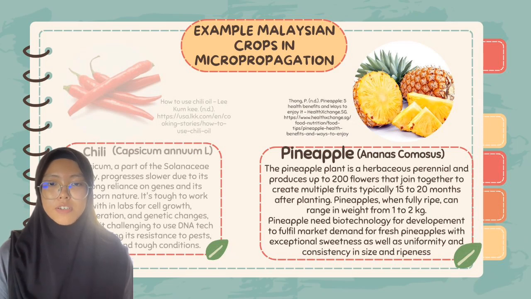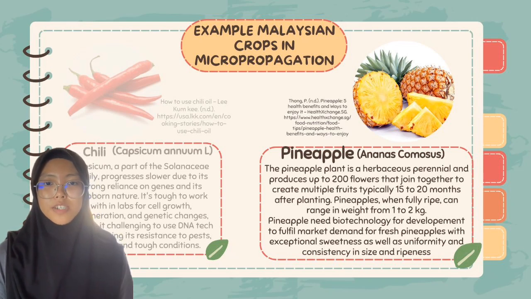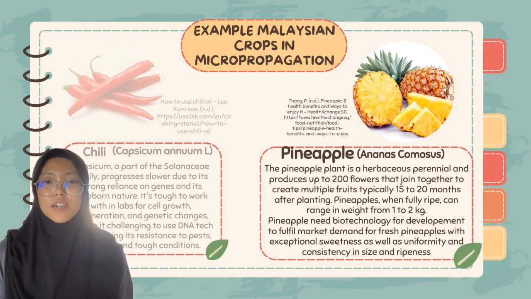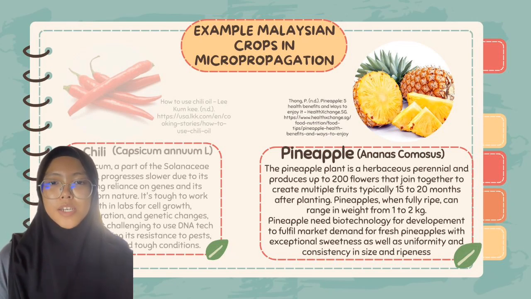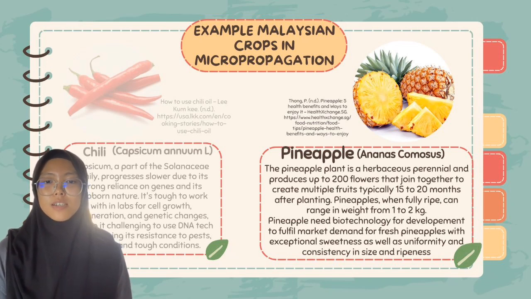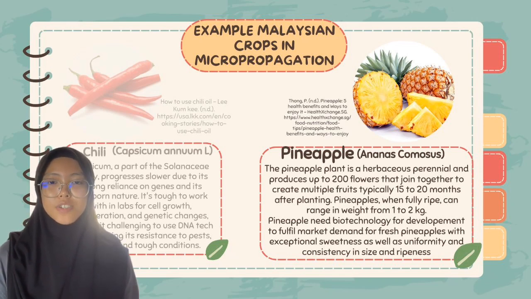Next is pineapple, Ananas comosus. The pineapple plant is a herbaceous perennial and produces up to 200 flowers that join together to create multiple fruits, typically 15 to 20 months after planting. Pineapples, when fully ripe, can range in weight from 1 to 2 kg. Pineapple needs biotechnology for development to fulfill market demand for fresh pineapples with exceptional sweetness, as well as uniformity and consistency in size and ripeness.